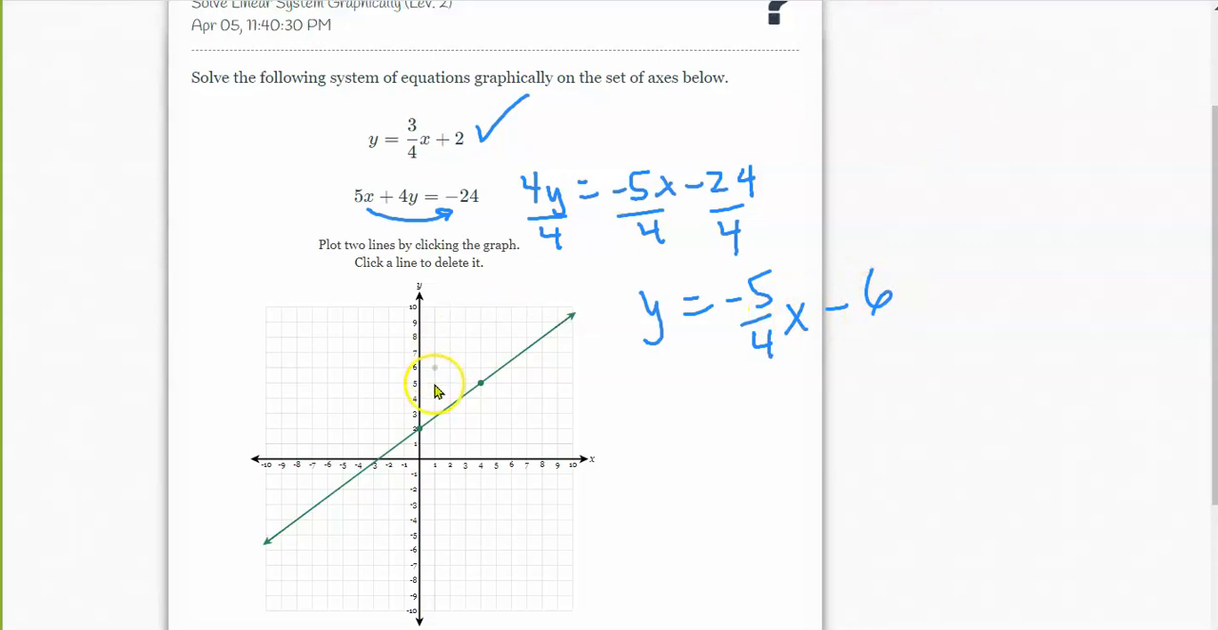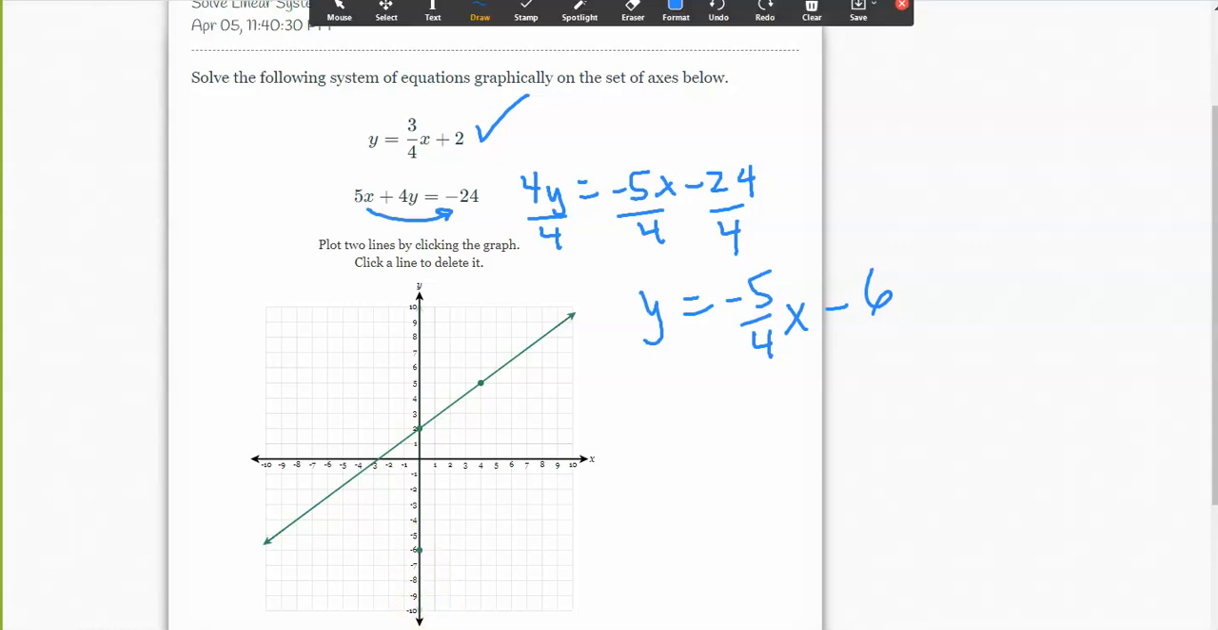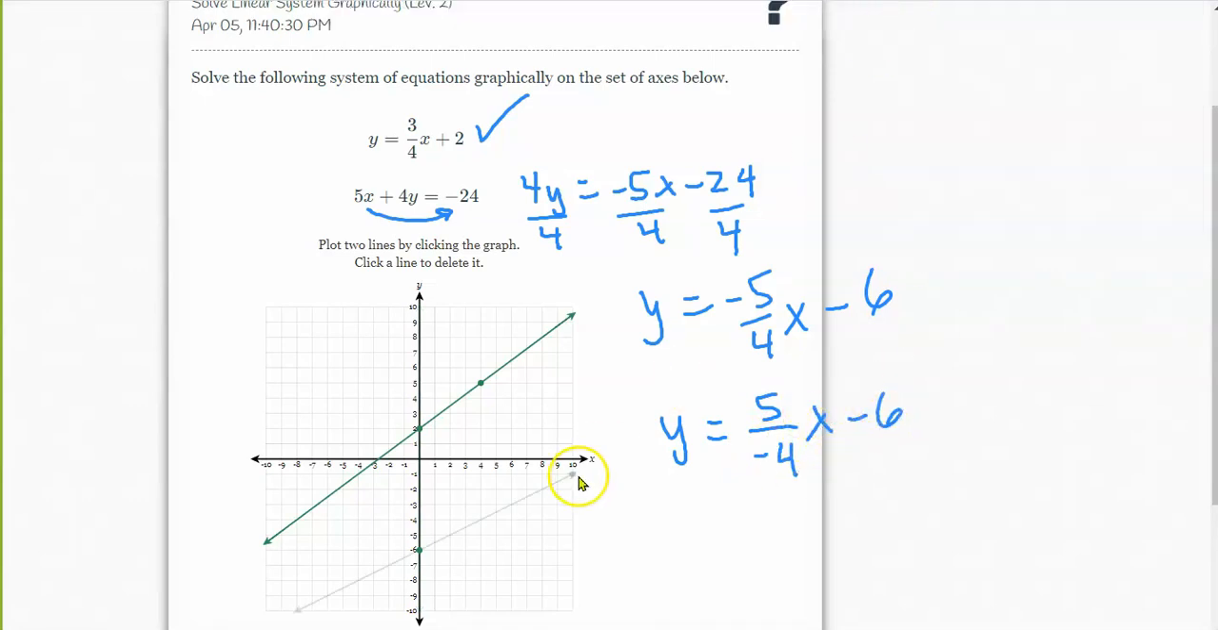Again, I move my mouse to my y-intercept of negative 6. Then I move down 1, 2, 3, 4. Oh, looks like 5 down will be off the grid. So what I'm going to do is take my equation here and move that negative sign from the 5 down here to the 4. So instead of going down 5, I'm actually going to go up 5 this time. 1, 2, 3, 4, 5. But instead of going right 4, I'm going to go left 4. 1, 2, 3, 4.